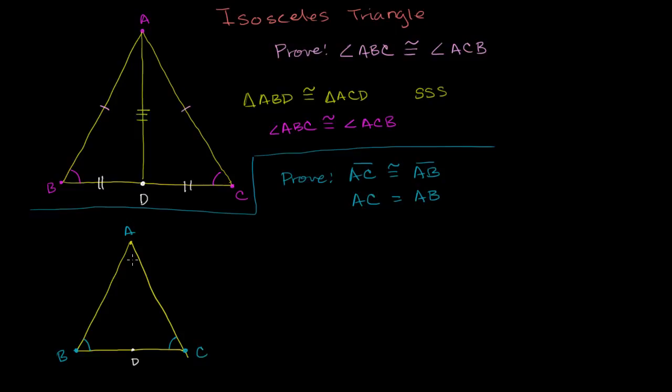And the reason why I say that is there's some point, you could call it an altitude, that intersects BC at a right angle. And there will definitely be some point like that. And so if it's a right angle on that side, if that's 90 degrees, then we know that this is 90 degrees as well. Now what's interesting about this?